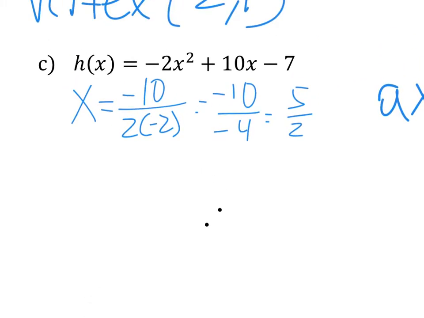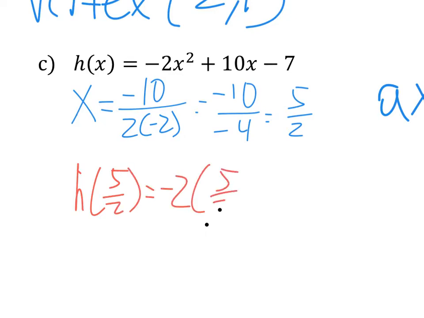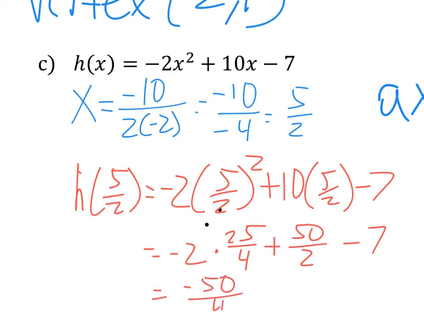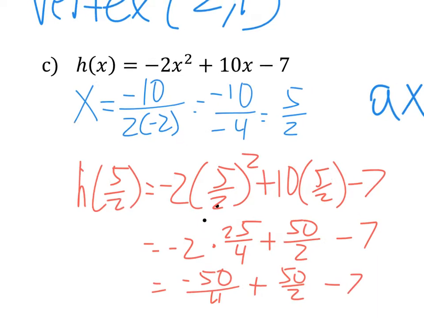Now we're going to plug this in. We're going to have to do a little bit of fraction work. H of 5 halves. So that's going to give us negative 2 times 5 halves squared plus 10 times 5 halves minus 7. So that's going to be negative 2 times 25 fourths plus 50 halves minus 7. Let's clean that up. That's negative 50 fourths plus 50 halves minus 7.